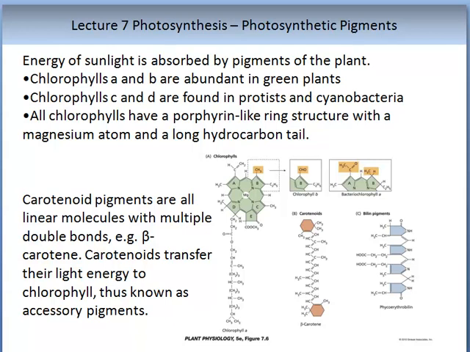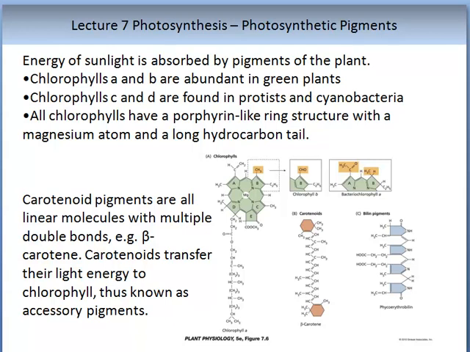Chlorophyll A and chlorophyll B are abundant in green plants. There are also chlorophyll C and D, and these are found in protists and cyanobacteria. All chlorophylls have what's called a porphyrin-like ring structure, with a magnesium atom and a long hydrocarbon tail.